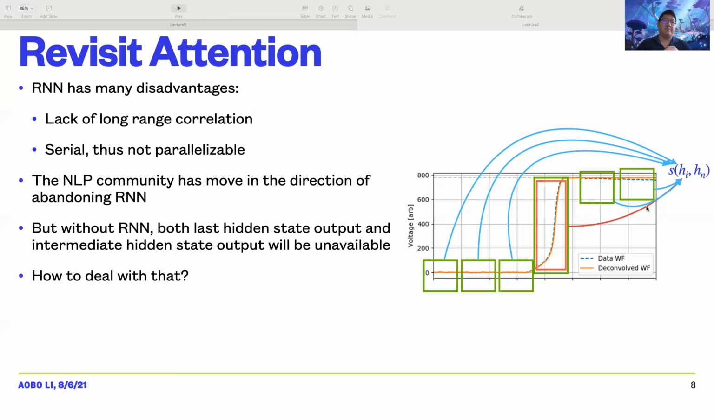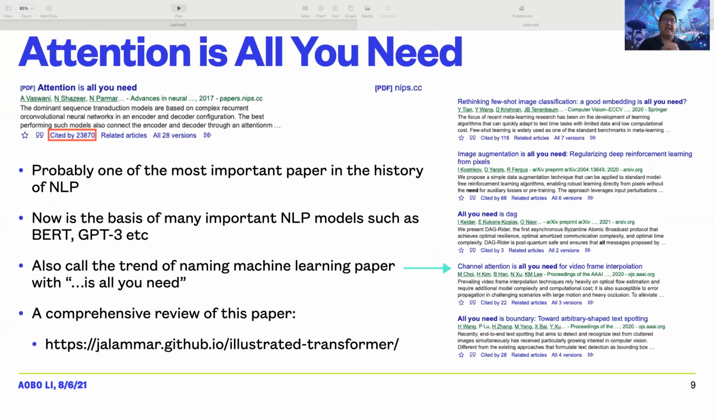The natural language processing community has moved in the direction of abandoning RNN because of these reasons. But without RNN, both the last hidden state output and intermediate hidden state outputs will be unavailable. We won't have those values to work with in the attention mechanism. So how to deal with that? The answer is that attention is all you need.